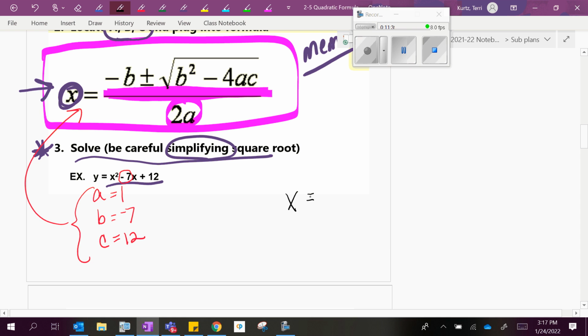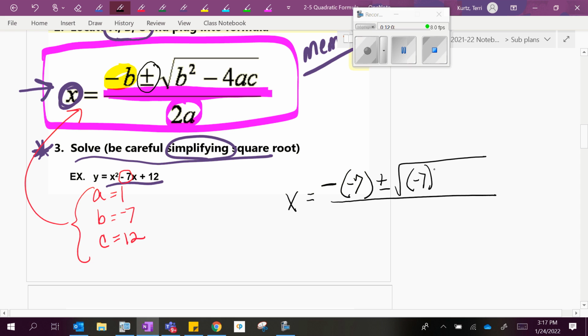We get x equals negative b. So again, just like when we did our vertex form, we're going to say negative no matter what. And then our b, which also happens to be negative, but that's okay. Now we're going to have a double negative. We'll clean that up later. Then plus or minus, you have to write the plus or minus because that's important too. Square root of b squared, so that's negative 7 squared, minus 4ac, which is 12, all over 2 times a.